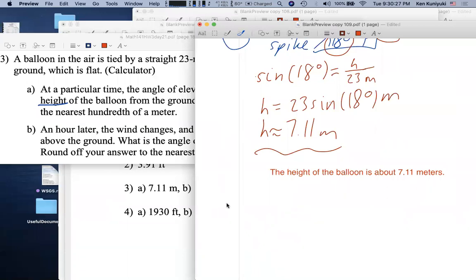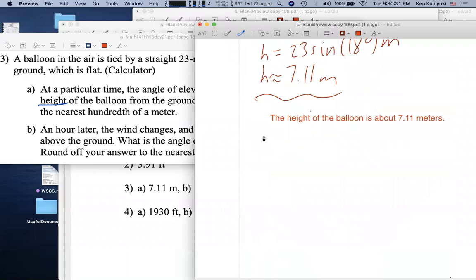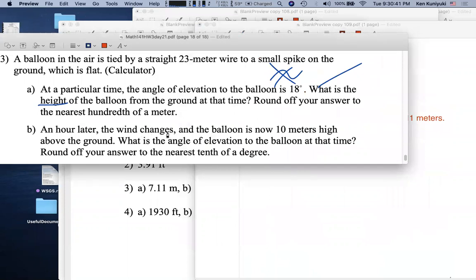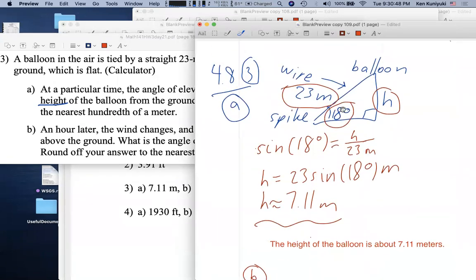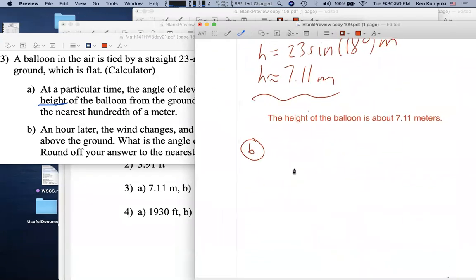Let's see here. Okay, in part B, I'll set this up, and then see if you can do the computations. So for part B, an hour later, the wind changes. We have a different situation. The balloon is now 10 meters high. It's going to be higher than this. So I think the angle here is going to be bigger, using our sense.